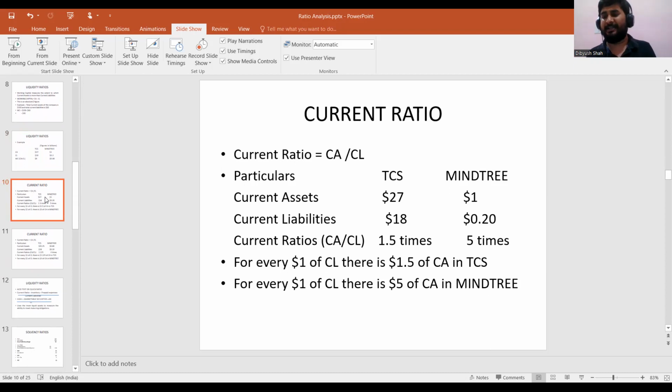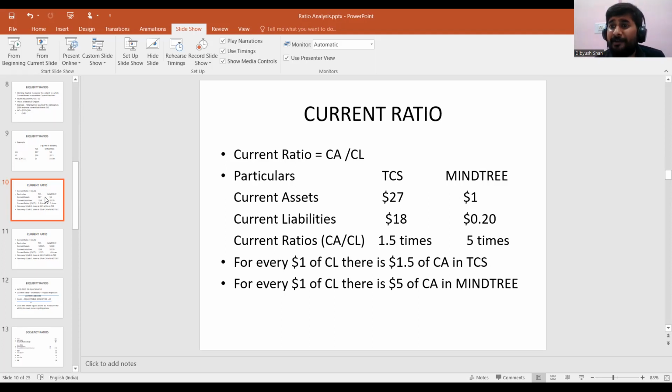First ratio is current ratio. Current ratio says what are our current assets divided by what are our current liabilities. Same example. Current assets of TCS are same, current liabilities same. So current ratio is CA by CL. For TCS, it comes down to 27 by 18. It's 1.5 times. I will tell you what is the interpretation. And for Mindtree, 1 by 0.20, it's 5 times.